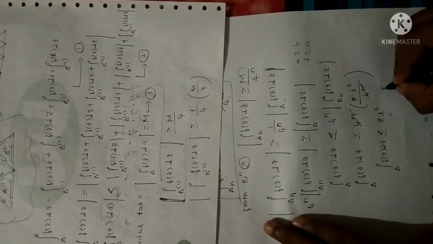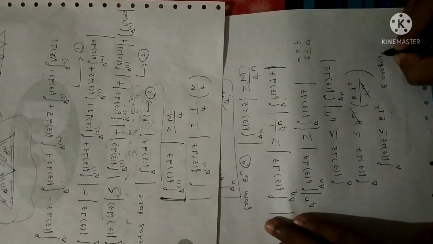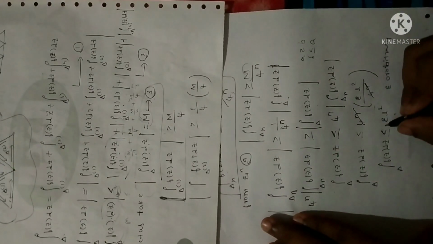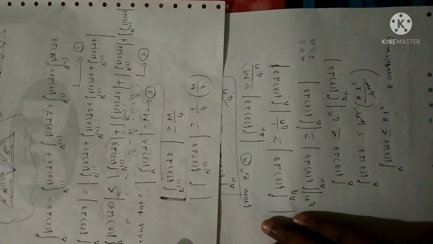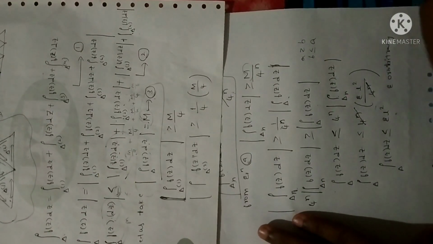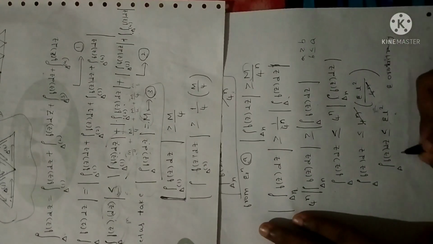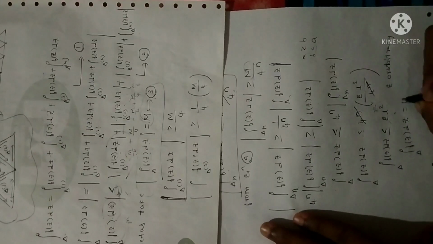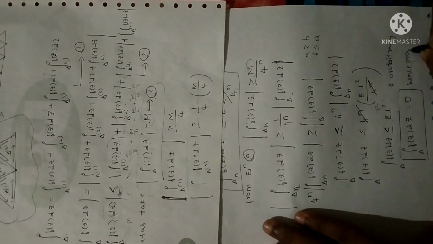Now epsilon is an arbitrary quantity. As we keep on dividing the triangle, this epsilon value will be very small and it can be negligible. At last, as we increase the divisions of the triangle, epsilon will tend to 0. So therefore I can write the integral over f of z dz will be equal to 0. And that is what we were required to prove.